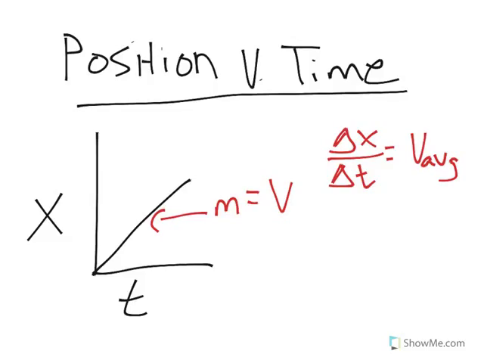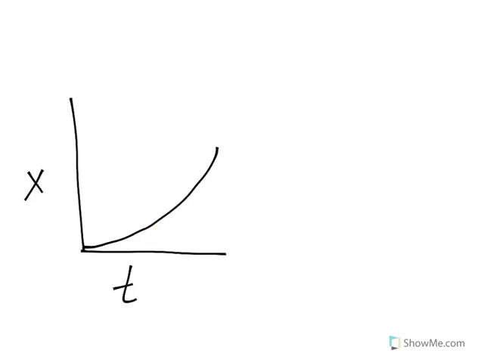So on a straight line position versus time graph, change in position over change in time equals velocity. That is otherwise known as the slope. Alright, let's move on to a slightly more complicated one.